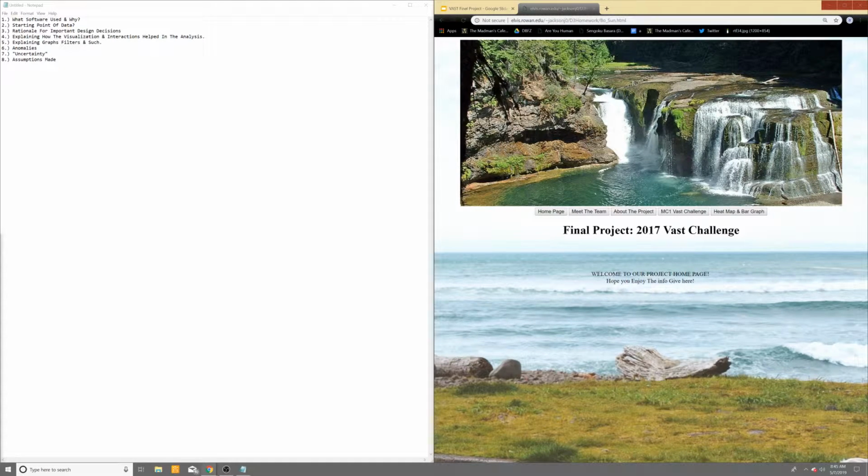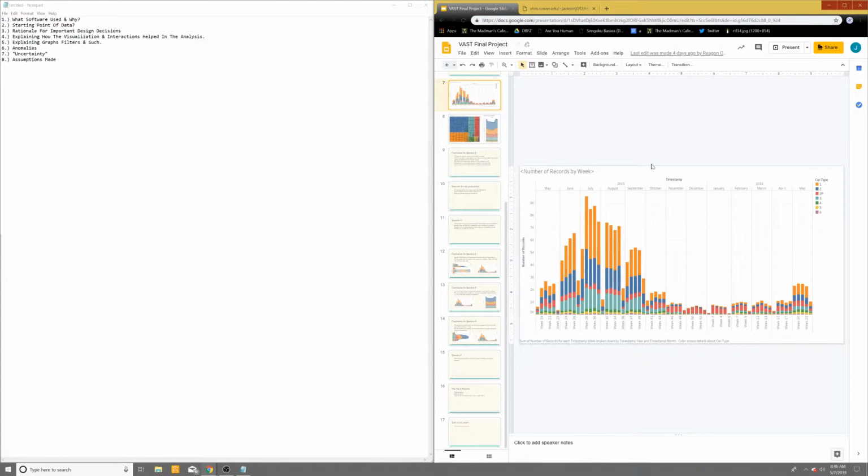We'll start with what software was used and why. The software used was Tableau and D3. Those were technically the two softwares that we used, and the reason why is because Dr. Bosun recommended that we use them, as well as we had extensive resources on them, and we were very familiar with them after using those resources that Dr. Bosun supplied.